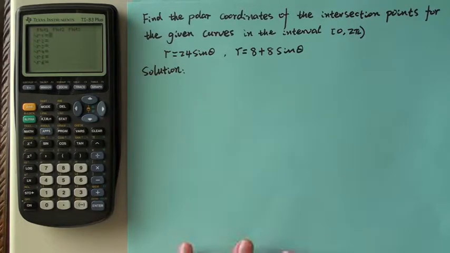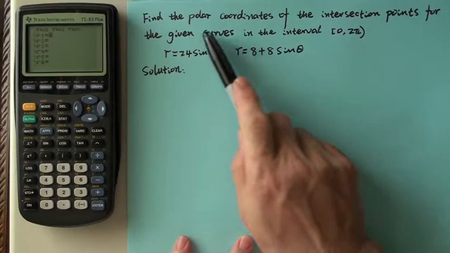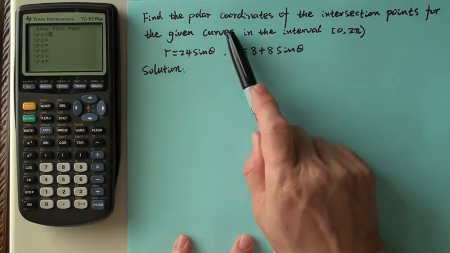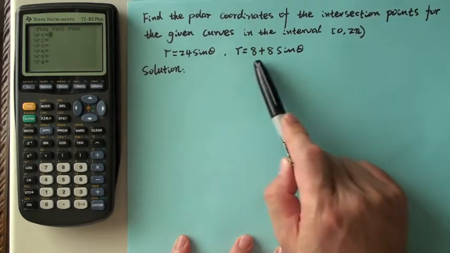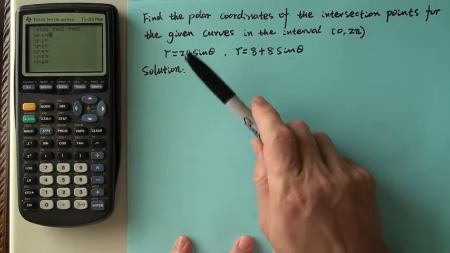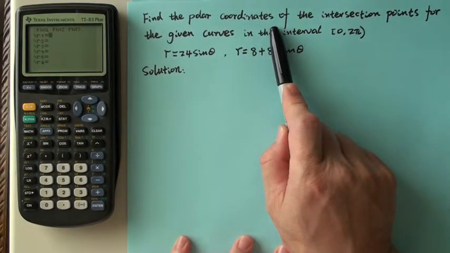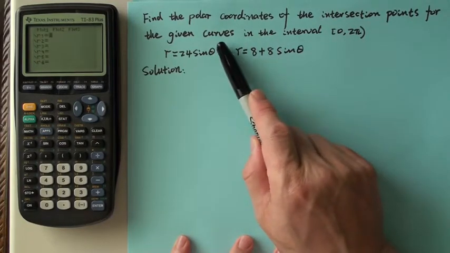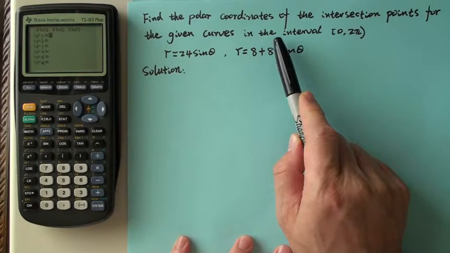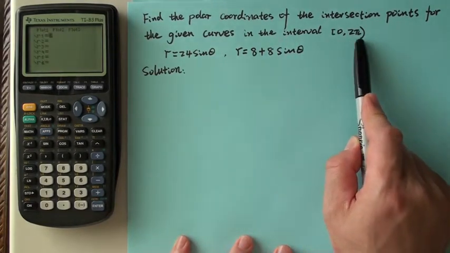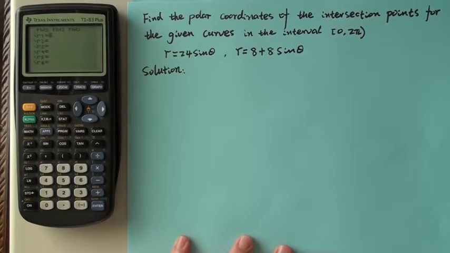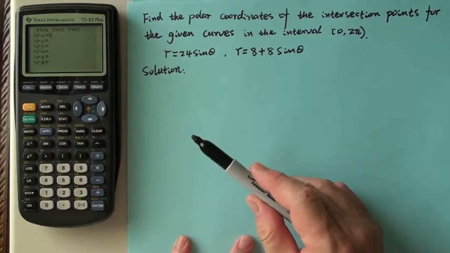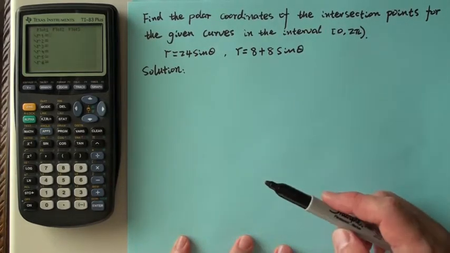In this lecture, let's see how we are going to find the intersections for polar equations. The question is to find the polar coordinates of the intersection points for the given curves. There are two right here in the interval from 0 to 2 pi. The first one is a curve in polar equation. The second one is also a curve.